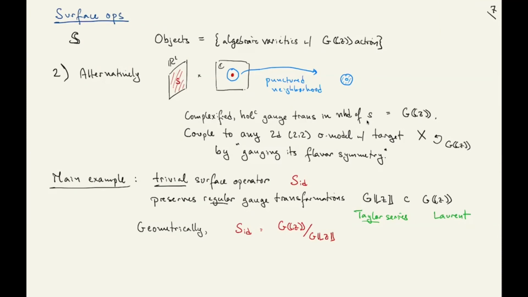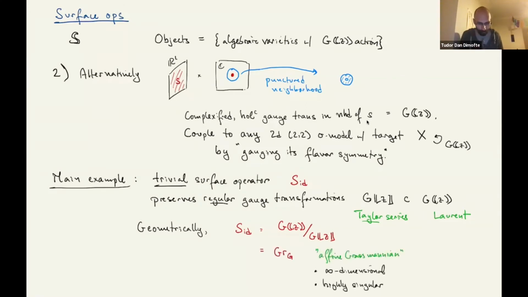where we take G defined over Laurent series divided on one side by G defined over Taylor series, where there's still an action of Laurent series on the other side. And this space is the thing that Matt just mentioned, the affine Grassmannian in mathematics. It's an infinite dimensional space, and it's a highly singular infinite dimensional space that needs to be defined very carefully.